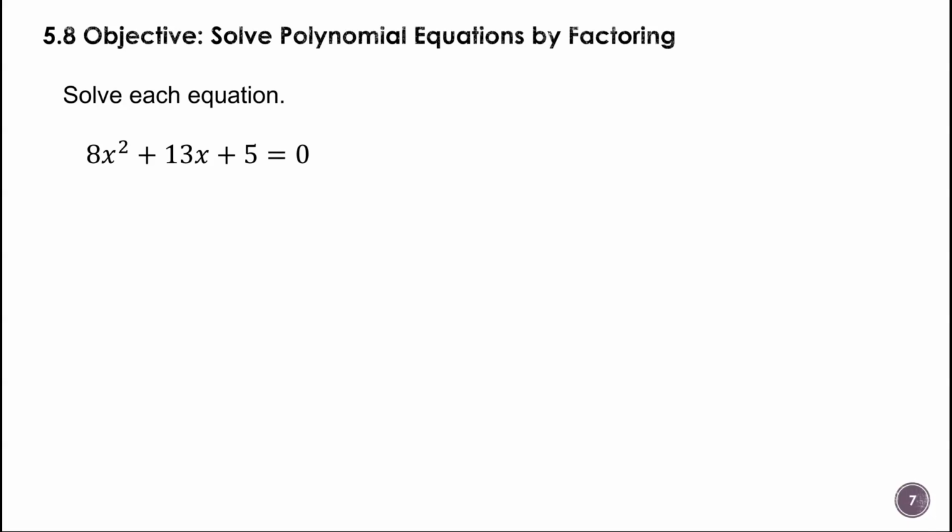Okay, so we're on the second video for solving equations by factoring, and this is the equation that we're going to solve. To begin with, I'm going to have to get this equation factored. So we're going to multiply the 8 times 5. That gives me factors of 40, and I need a sum of 13. The factors of 40 that give me a sum of 13 are 5 and 8.